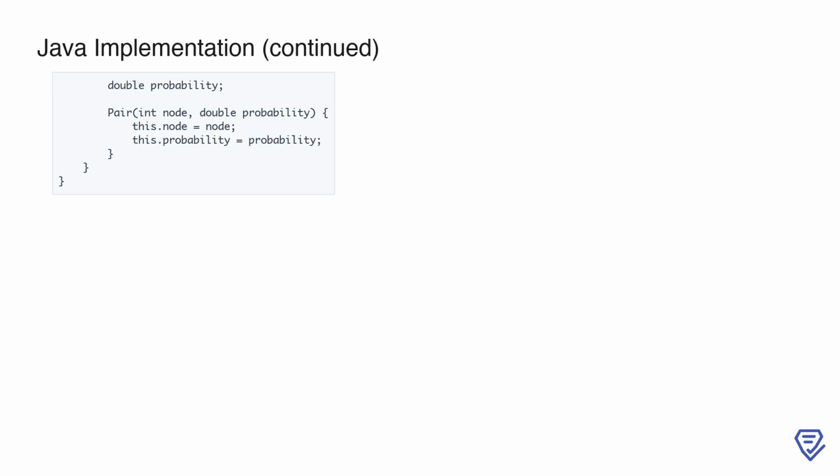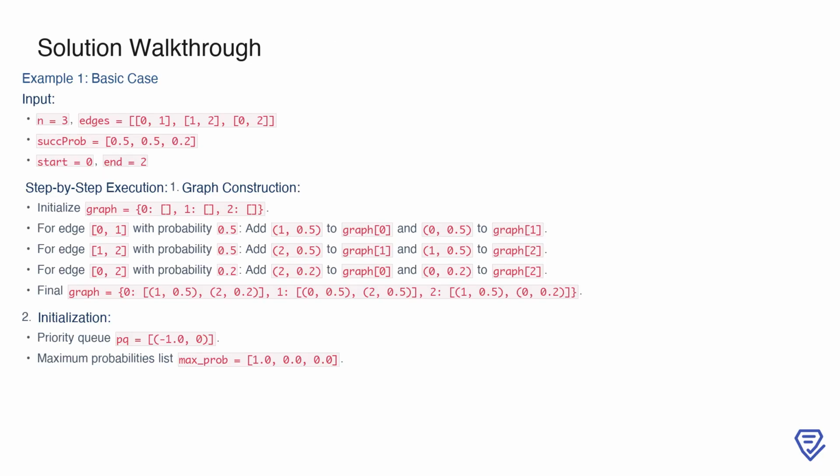To solve this problem, we start by constructing the graph based on the given edges and success probabilities. The graph is represented as an adjacency list, where each node maps to a list of tuples representing its neighbors and the probability of successfully traveling to them. For example, the edge between nodes 0 and 1 with a success probability of 0.5 is added as (1, 0.5) to graph[0] and (0, 0.5) to graph[1].